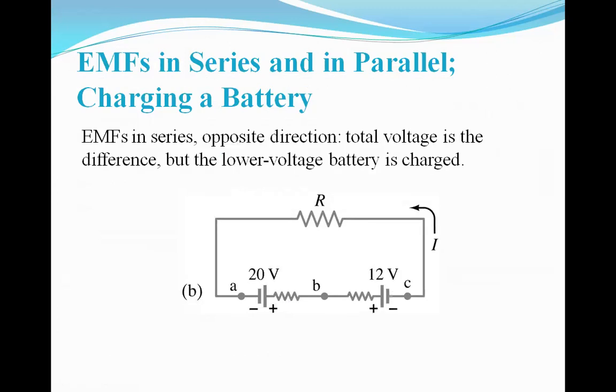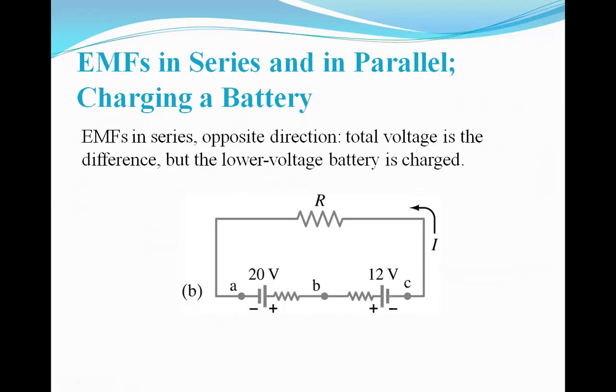So what will happen if they are connected in the opposite direction? EMFs in series in opposite direction: what will be the total voltage? The total voltage is the difference, but the lower voltage battery is charged. The difference between these two, 20 volts and 12 volts, will be 8 volts. So the total voltage in the circuit will be the difference of these two EMFs. The lower voltage battery will be getting charged because the other has the higher value. So the effective EMF in the circuit will be 8 volts, and at the same time, the lower voltage battery will be charged.